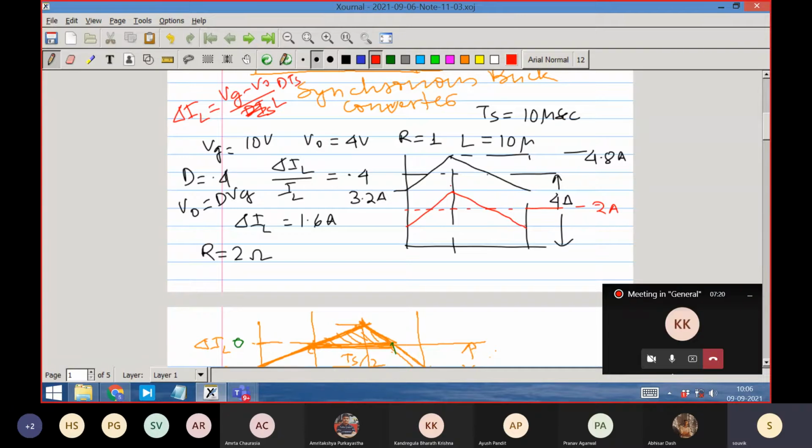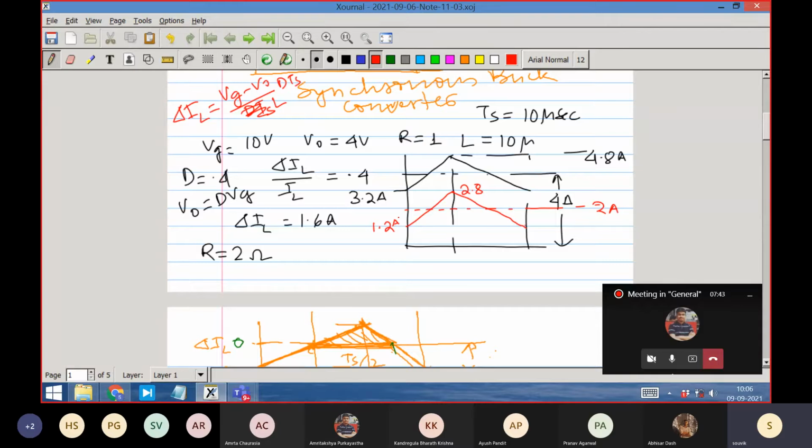So therefore, what will be the peak value? 2 plus 0.8 is 2.8, and 2 minus 0.8 is 1.2 ampere. Right? Now, the ripple factor will change. Delta IL is not changing, but the factor may be changing. Yes, the factor will be changing because the average value is 2 ampere.